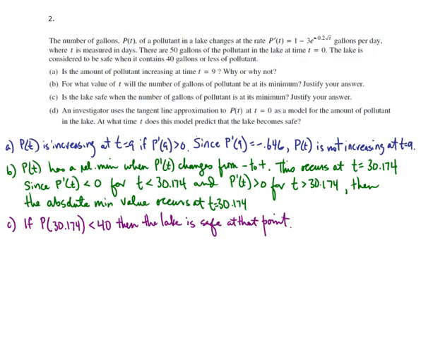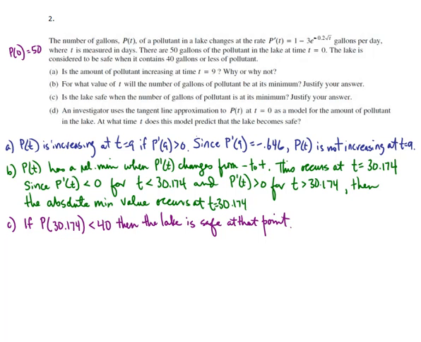However, note that we're working with two values of P. We have P(0) = 50, which is information that we're given at the beginning of the problem. So this is a big clue that first of all, we have a derivative, and we're working with two values of the original function.